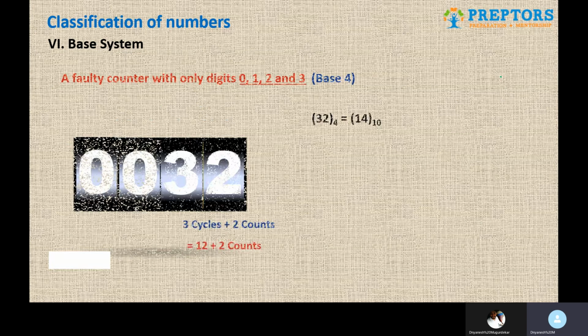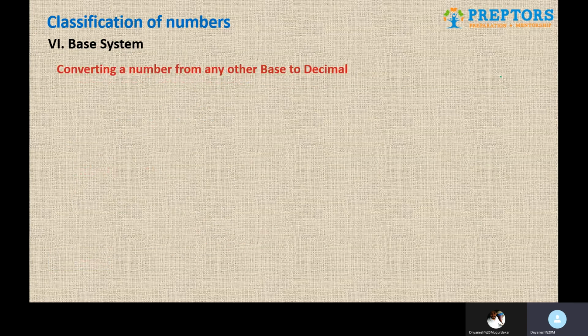Let's very quickly take the example. So the first example that we are seeing is converting any number from any other base to the decimal base. Converting any number from any other base to the decimal number. And how do we do that?